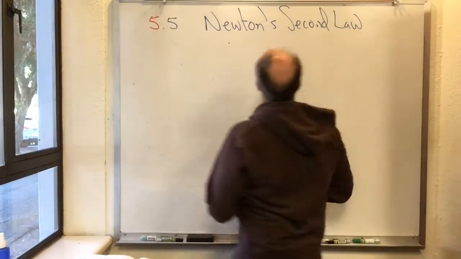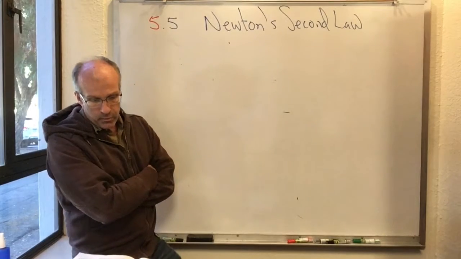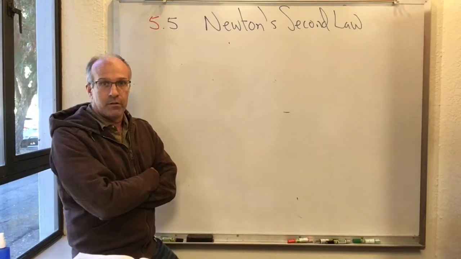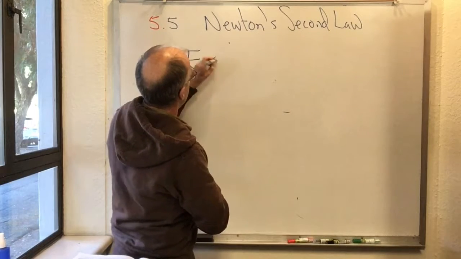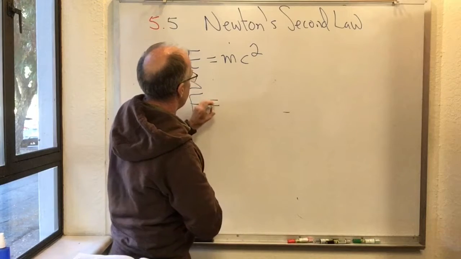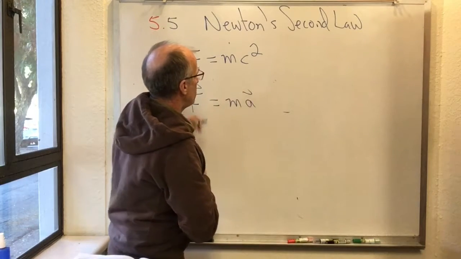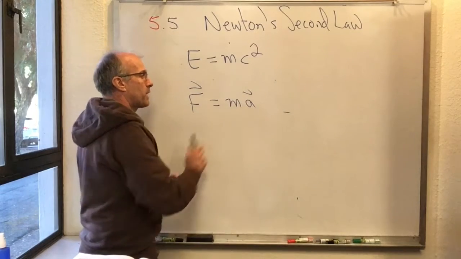Well, now we're ready for 5.5, which is Newton's second law, which is really one of the most famous equations in all of physics. I actually don't know what the result of a poll would be if you put down E equals mc squared and F equals ma, which would be the more famous equation. 5.5 is F equals ma.